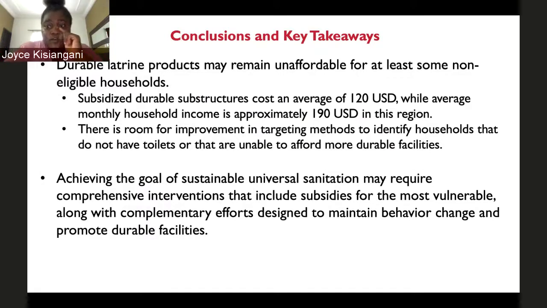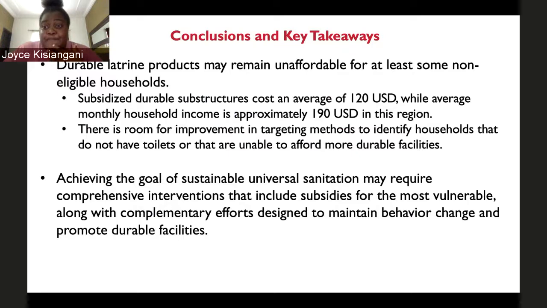Yeah, thanks, Lucy. So yeah, correct. The subsidy only covered the substructure, and for the superstructure, eligible households used local materials. Most of the time they used mud for building the walls, and they used thatch for the roof. So the cost for the superstructure was very minimal for the eligible households.